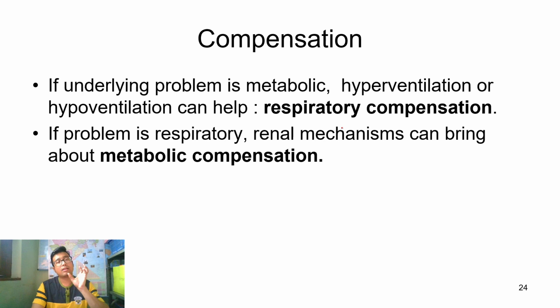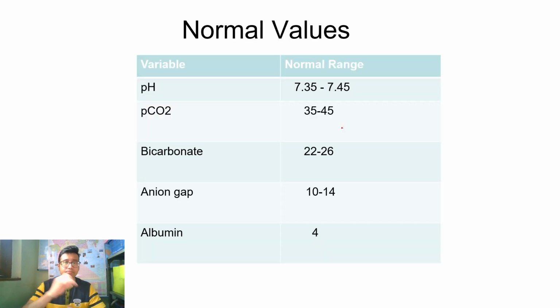So remember, compensation: a respiratory disorder will be compensated by metabolic, and a metabolic disorder will be compensated by respiratory pathway. So before going into the chapter or the problems, you should know the normal values by heart. Okay, you will not be given normal range in questions. So in questions there will be direct values.